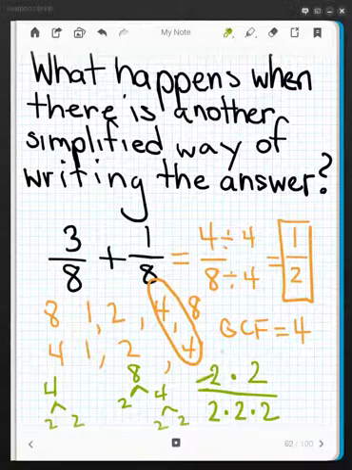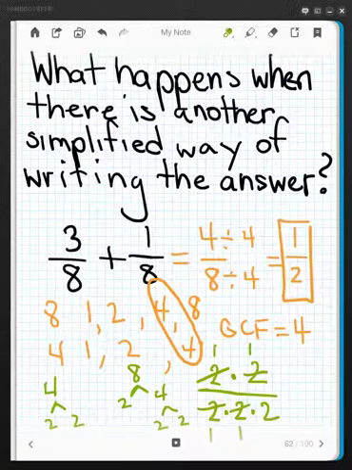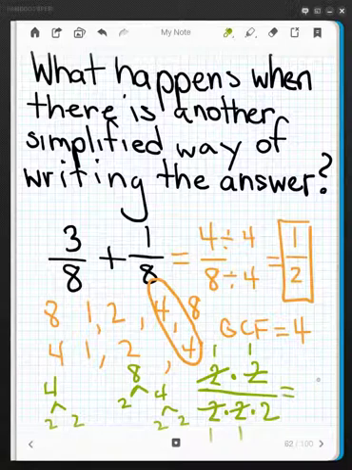And then we cancel. One of those 2's in the numerator goes with one of the 2's in the denominator. One of the 2's in the numerator goes with one of the 2's in the denominator. And now when there's nothing left to cancel, we simply multiply straight across. 1 times 1 is 1. 1 times 1 times 2 is 2. And there we see the 1/2 again.